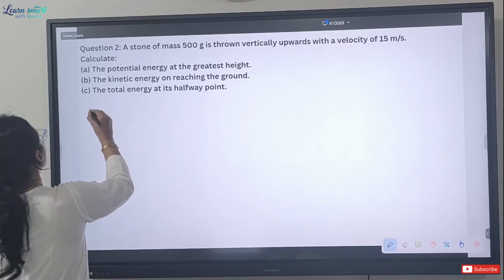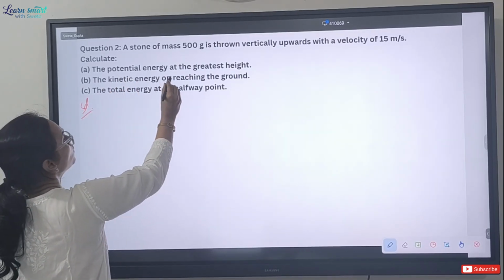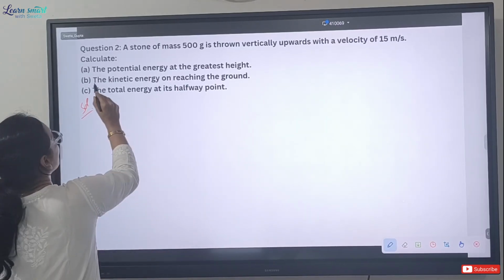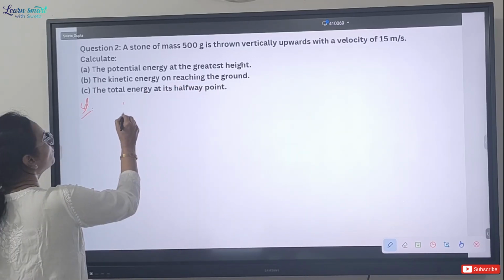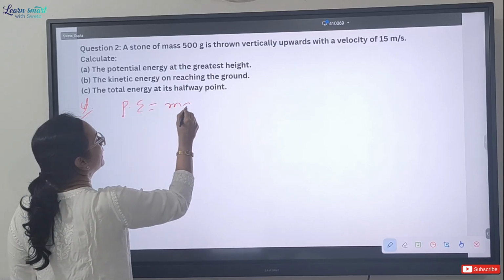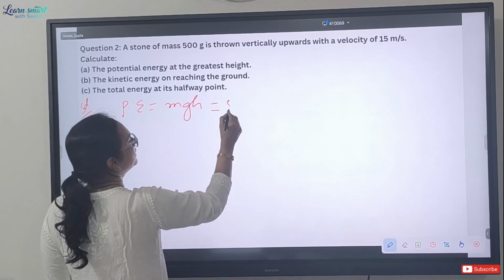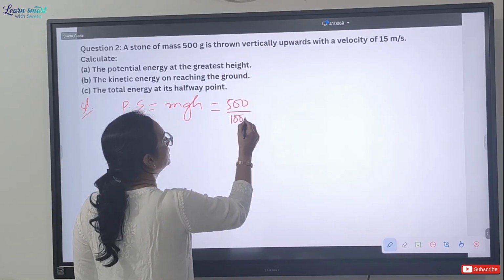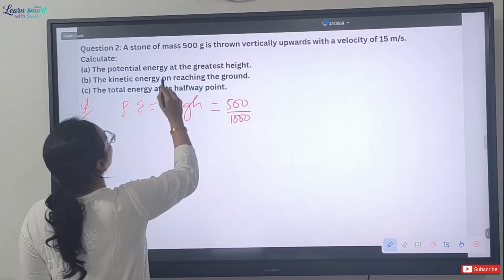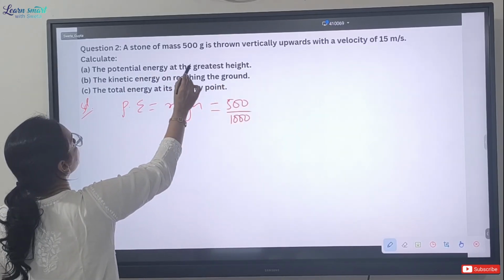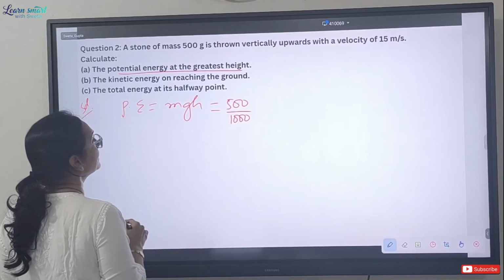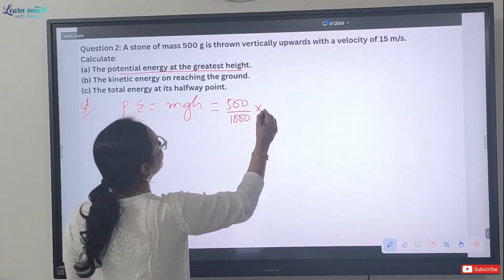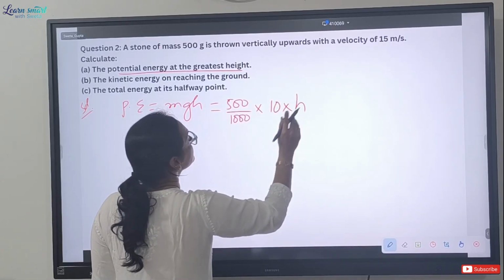Now, question number 2. It says, a stone of mass 500 gram is thrown vertically upward with a velocity of 15 meter per second. Calculate the potential energy at the greatest height. So we know that potential energy is equal to mgh and mass is 500 gram. We will convert it to SI unit always, 500 upon 1000. So we have converted it to kg. Now we have to calculate the potential energy at the greatest height. So potential energy is this into g. G, acceleration due to gravity, we will take it as 10. And height we don't know, this is what we have to calculate.